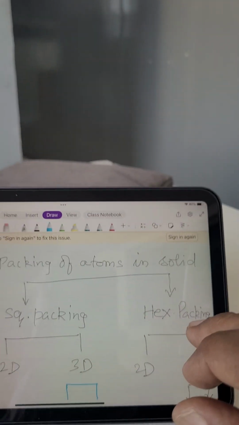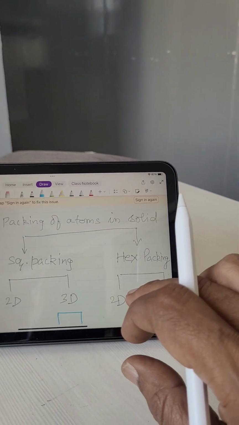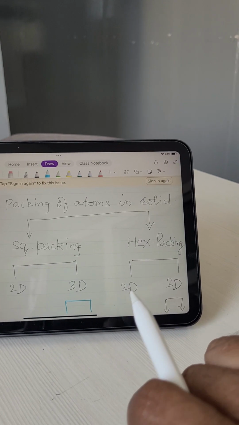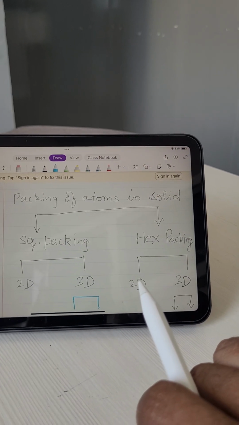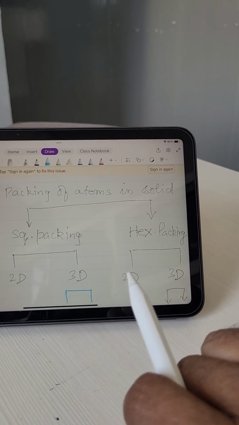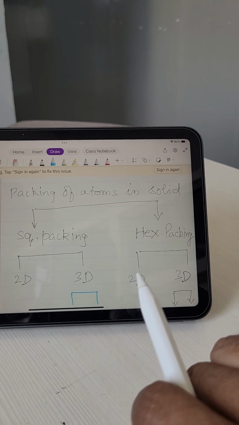So just note down this flow chart which I made. Packing of atoms in solid. It could be square packing, I will explain in detail. It could be hexagonal packing. Got it?